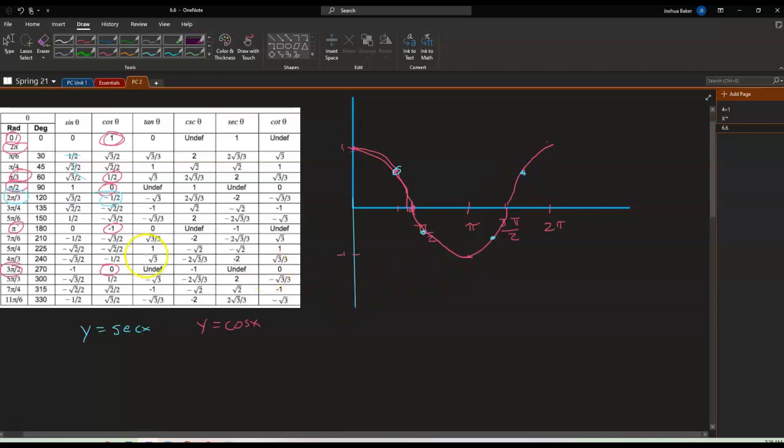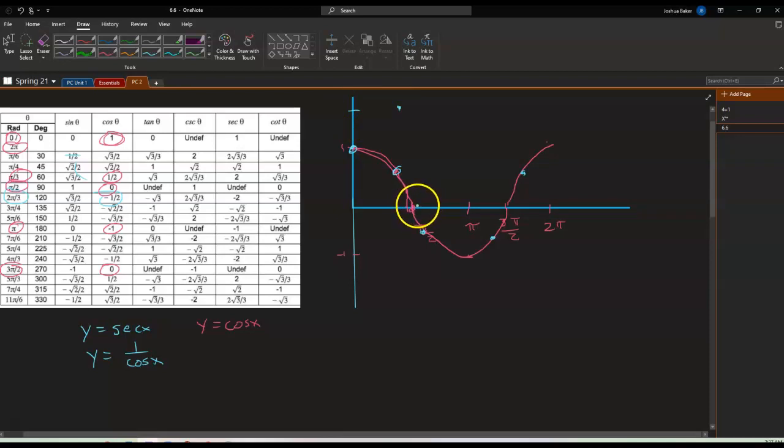Now, the reason why I am doing this is because I know that the secant of x is the reciprocal of the cosine of x. So what we're wanting to do here is graph the same x values, but take the reciprocal of the y values. For instance, here, the x value is 0, the y value is 1. The reciprocal of 1 is 1. Here, the x value is pi over 3, and the y value is 1/2. So that's going to be up here at 2.